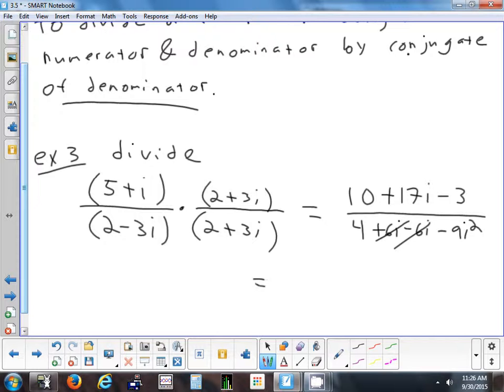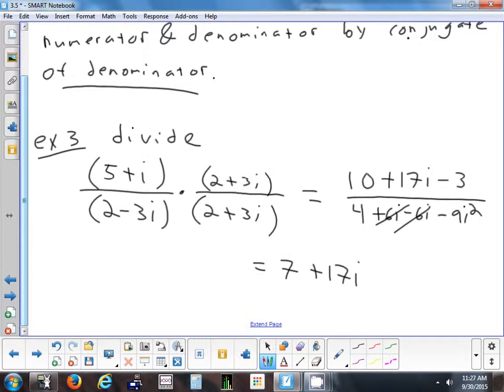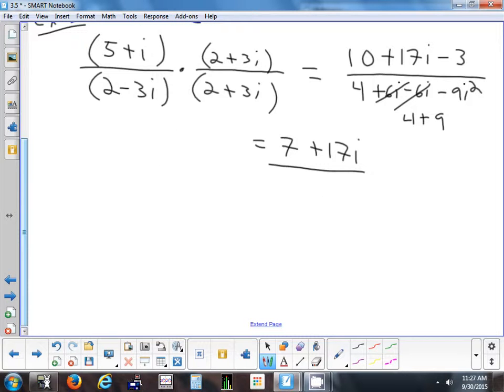All right, so my numerator is, let's see, 7 plus 17i. And my denominator, what's negative 9i squared? 9, because i squared is negative 1. It'll cancel that negative. So I really get 4 plus 9, which is 13.